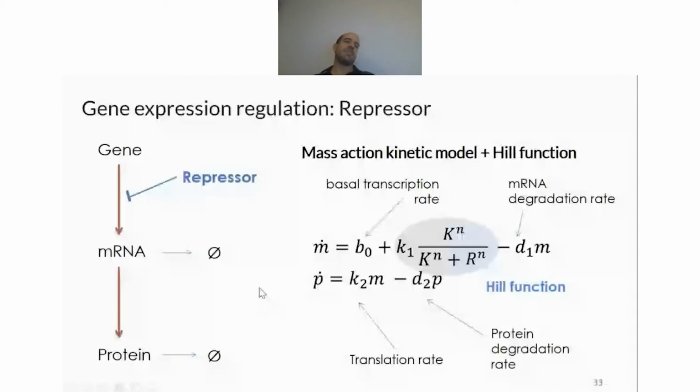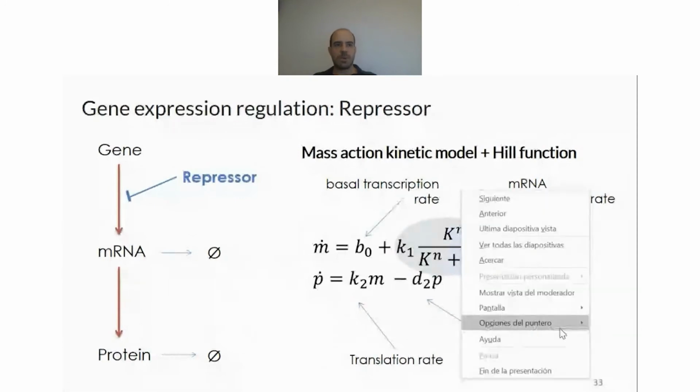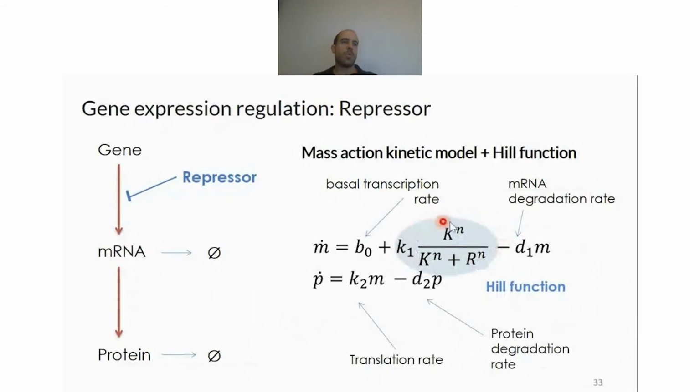So what happens if instead of an activator we have a repressor? This is the same, but the transcription factor that comes here is a repressor, so instead of activating, it represses. If you look at the equations, they look very similar to the ones before, but we have the Hill function, which now has the K in the numerator instead of the activator that we had before. And here, instead of an A, we have an R, which represents the repressor. But basically, it is the same as before.